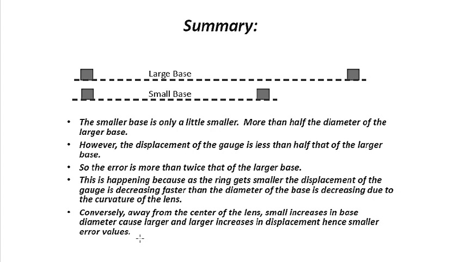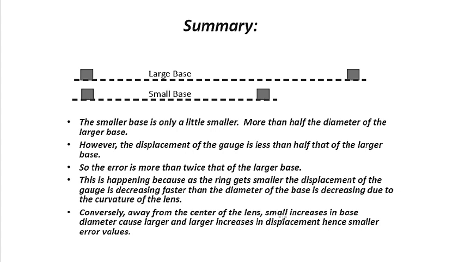And then conversely, now we're going to reverse it, so don't go crazy when you reverse it. It's just saying the larger base has a smaller error. And you can also reverse and say small increases in the base diameter, meaning the smaller base, is going to cause larger increases in the displacements. So this is just talking about the larger the base is, the smaller the error value, but it is just written in a way, okay?